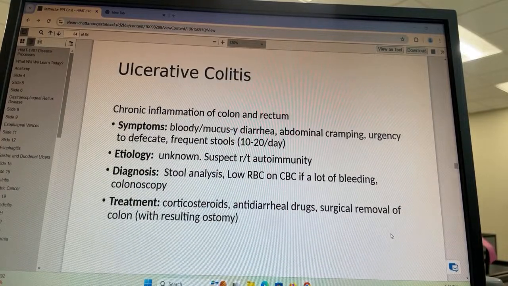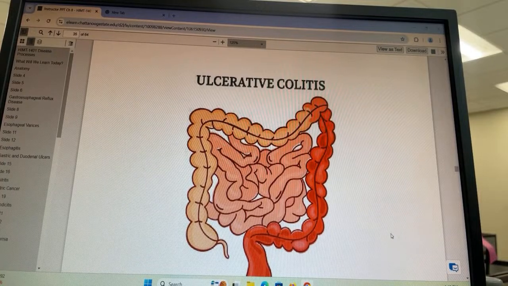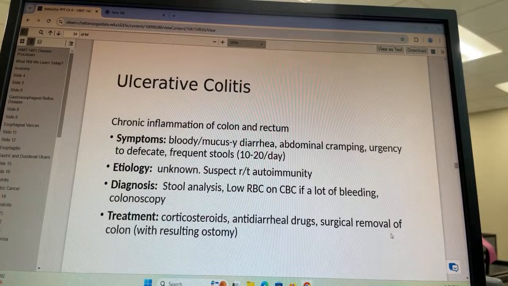They're all connected. Okay, so symptoms of this are going to be bloody and mucousy diarrhea, which makes sense because the colon is the last passage before the stool comes out. So with a lot of inflammation and ulcers potentially, that's what the ulcerative means, that it could be inflamed and there could be ulcers in that colon. So bloody diarrhea, mucousy diarrhea, severe cramping, having an urgency to defecate, where you just feel like you have to go right now, and frequent stools, upwards of 10 to 20 bowel movements a day. That's a lot, and that's very inconvenient, and causes some problems with daily life.